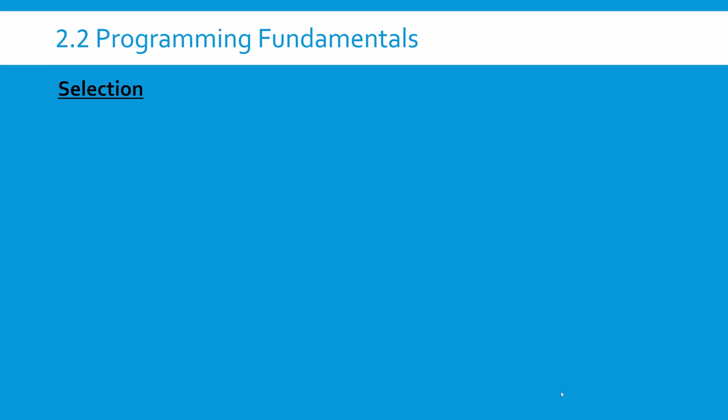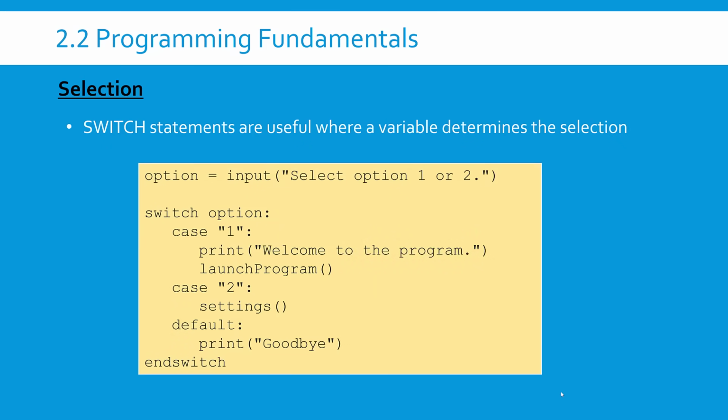There's also another more complicated type of selection you may not have come across in actual programming, which are where you've got switch statements. Now these are useful where a variable determines the selection. So here I'm asking the user to select either option 1 or 2. Well, I could just go if option equals 1, do this. But arguably this is a more simple way to do things. Essentially, in the first case, if option is 1, we're going to launch this program, whatever it would be. If option equals 2, we're going to launch settings.